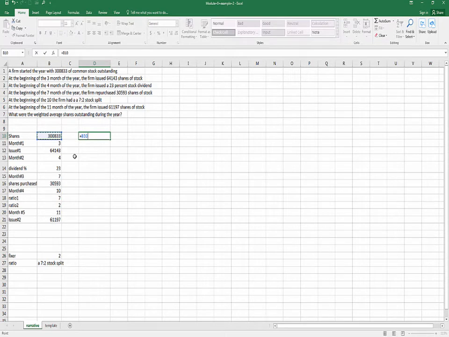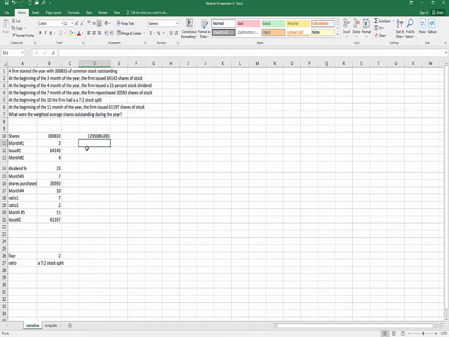So first, we're going to have a 23% stock dividend in a few months. We multiply it by 1.23. And then we're going to have a 7-for-2 stock split. So we multiply it by 7 halves. So we've taken those initial 300,000 shares, we've increased them to account for the stock dividend, we've increased them to account for the stock split, and we say those shares will be outstanding through the end of the year, so we multiply that by 12/12.